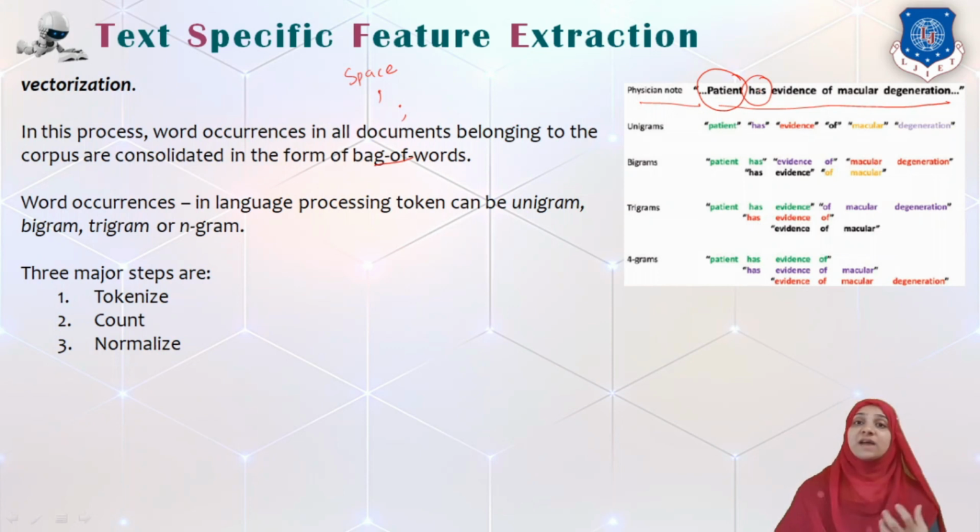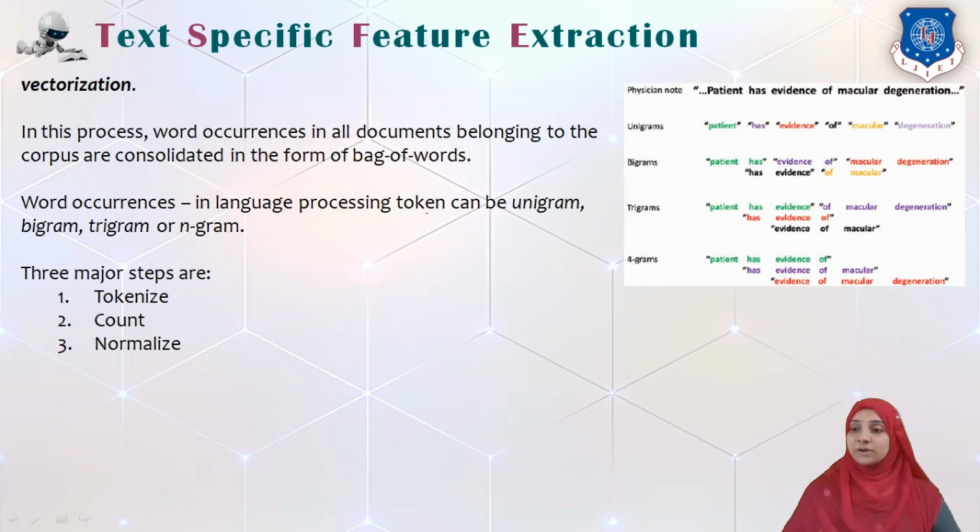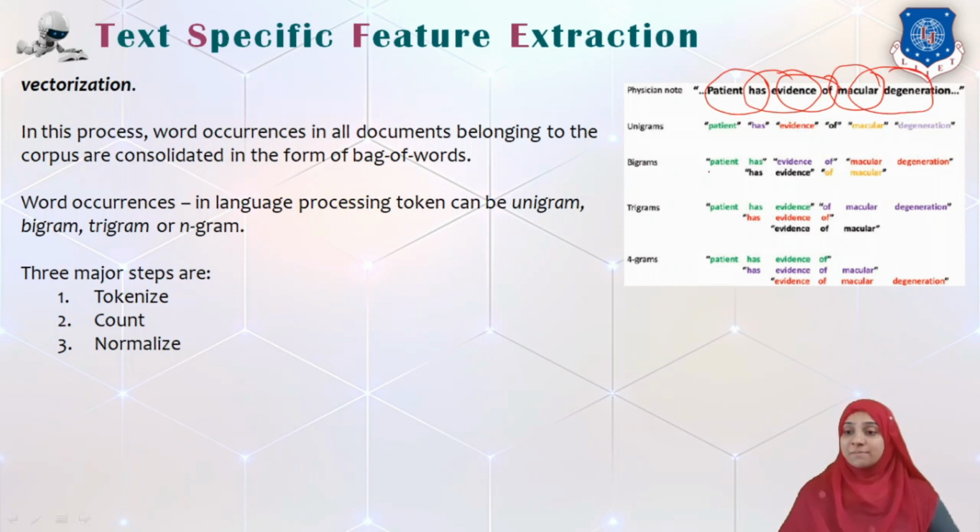Now the token size can be a single word. So here if token size is a single word, we call it a unigram corpus. While talking about bigram tokens, we must have two words in one token. Say for example, "patient has" will be our first token, "has evidence" is another token, "evidence of" is our third token, "of macular" is our fourth token, and "macular degeneration" is our fifth token. So as you can see, bigram tokens have two words in each token.